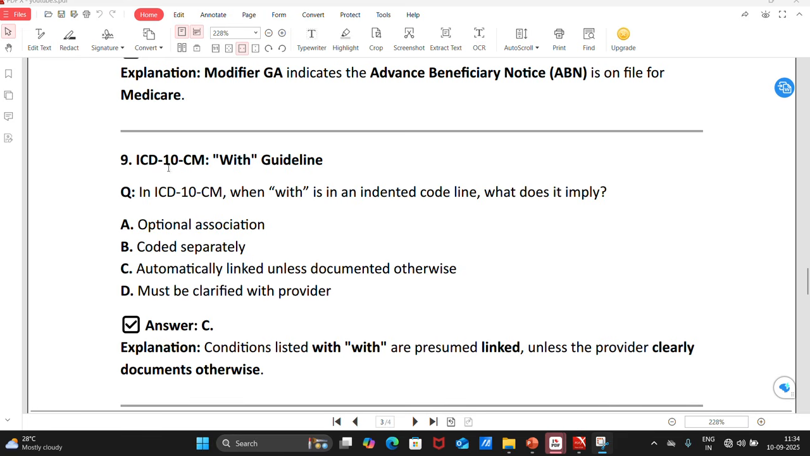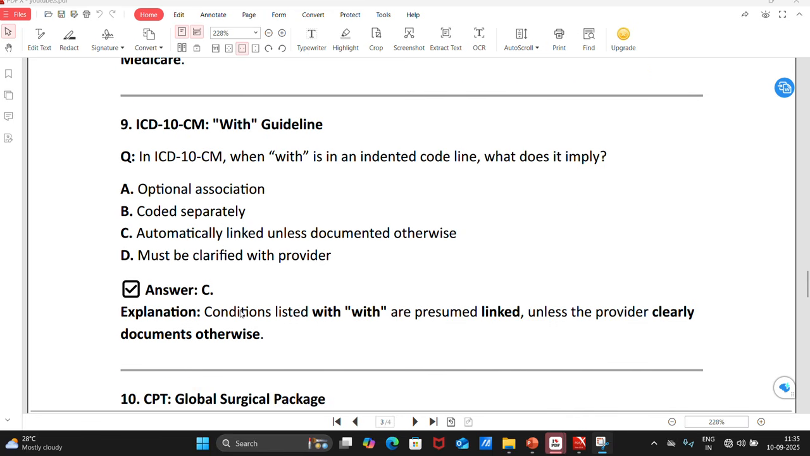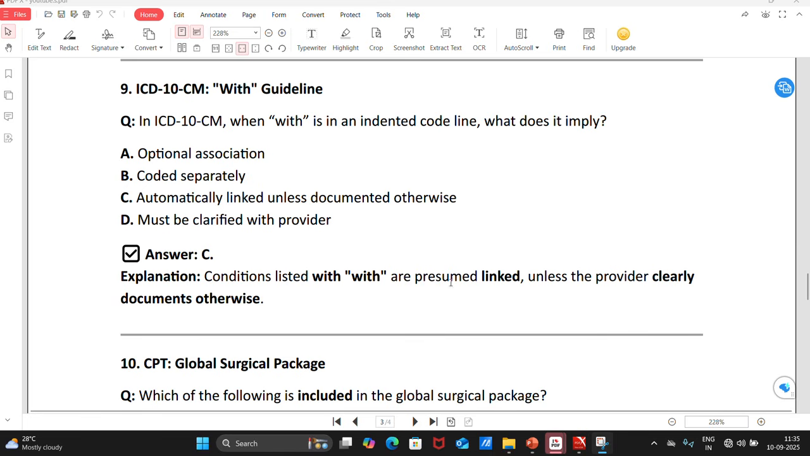Ninth one, ICD-10 related. Okay, that guideline is used for what cases? In ICD-10, when it is an indented guideline, what does it include? Option A, optional association. Option B, coded separately. Option C, automatically linked unless documented otherwise. Option D, must be tracked by the provider. So the right answer is related to the guidelines. It's automatically linked unless documented otherwise. Option C is the right answer. Okay, conditions listed with are presumed linked, unless the provider clearly documents otherwise.